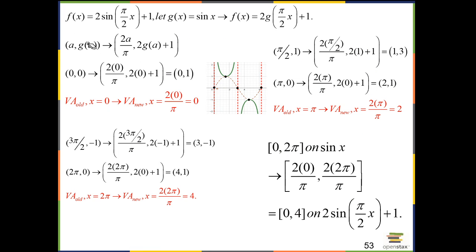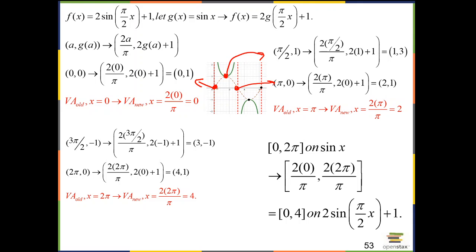So let's do that. Here you go. We're going to get 0, 0, transform it, we get 0, 1. Right? We're going to get pi over 2 and 1, which is this one right there. So this one is that one. This one is that one.